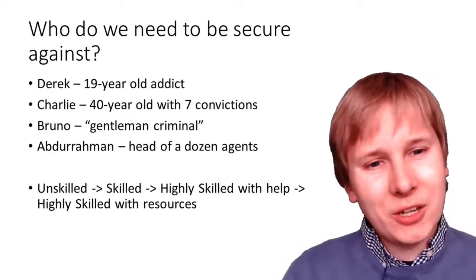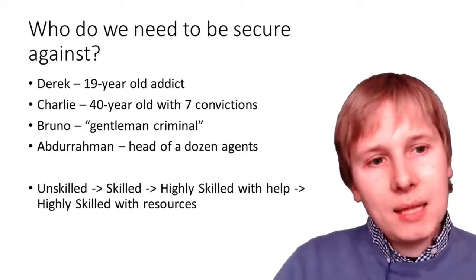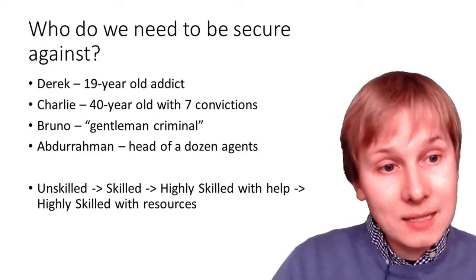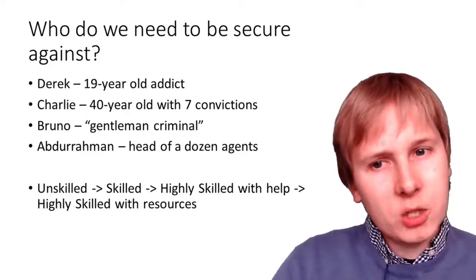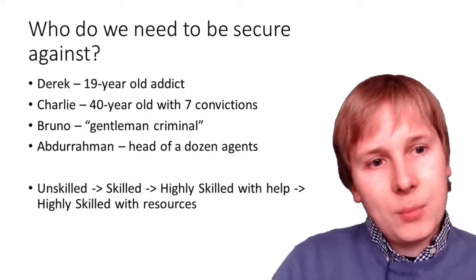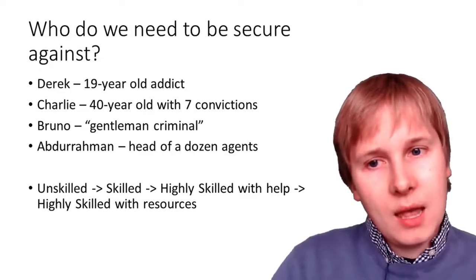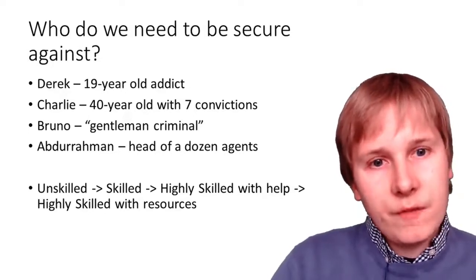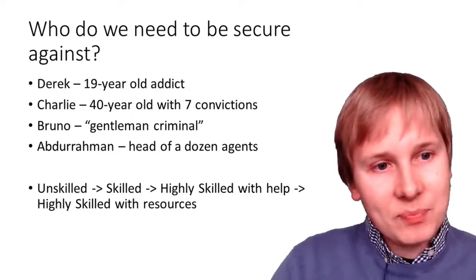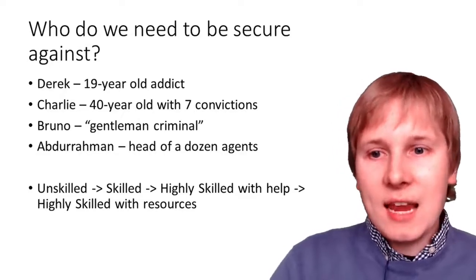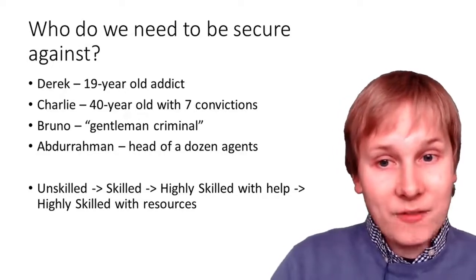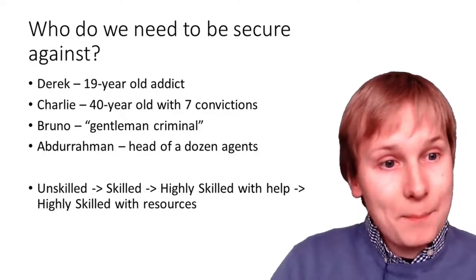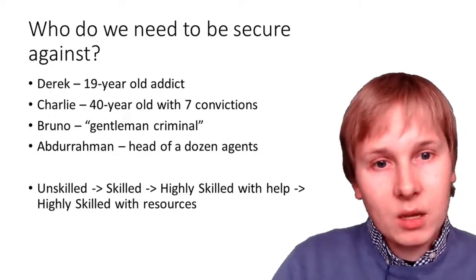Who do you want to be secure against? The capability of your attacker, your threat model, and the way you need to defend against them depends on what you need to protect. An example from Ross's book splits attackers into 4 example categories. So the first one we've got is Derek. Derek is a 19-year-old addict looking for his next fix. Derek will be more of an opportunistic criminal looking for simple, low-risk opportunities.